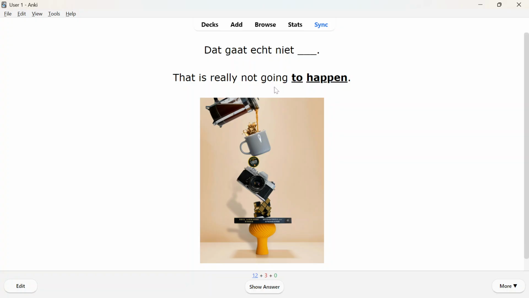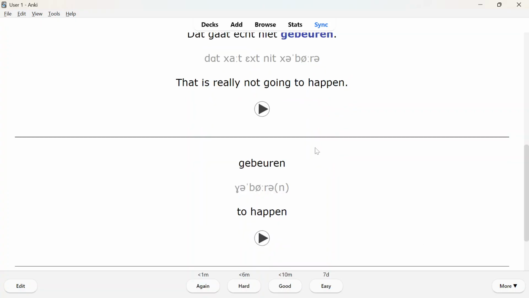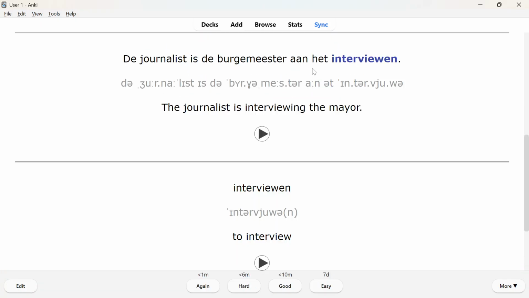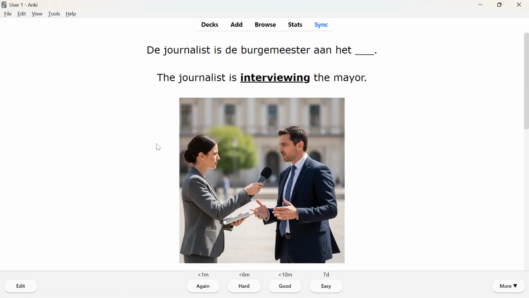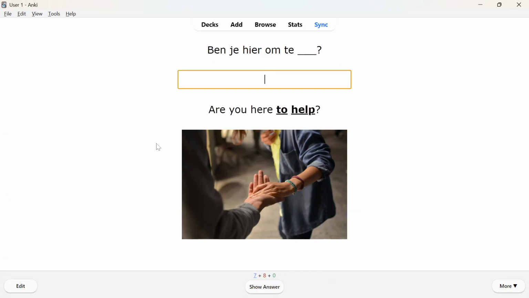That is really not going to happen. To happen. Dat gaat echt niet gebeuren. Gebeuren. Great. Let's do one more. The journalist is interviewing the mayor. Interviewing. De journalist is de burgemeester aan het interviewen. Interviewen. Great. And I could continue like this, but we would end up with the typing exercise that we've seen before, and you already know this.